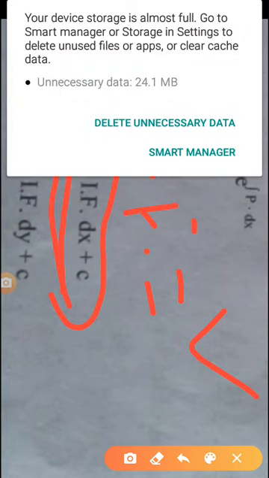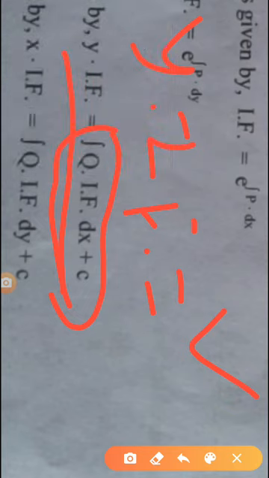And if x is dependent variable, then the formula is x into integrating factor equals integration q into integrating factor with respect to y, plus constant of integration c. By using this formula we can obtain the solution of given linear differential equation. In brief, to solve any linear differential equation, first find out the integrating factor by using the formula for integrating factor, and then find out the solution by using the formula for solution of linear differential equation.